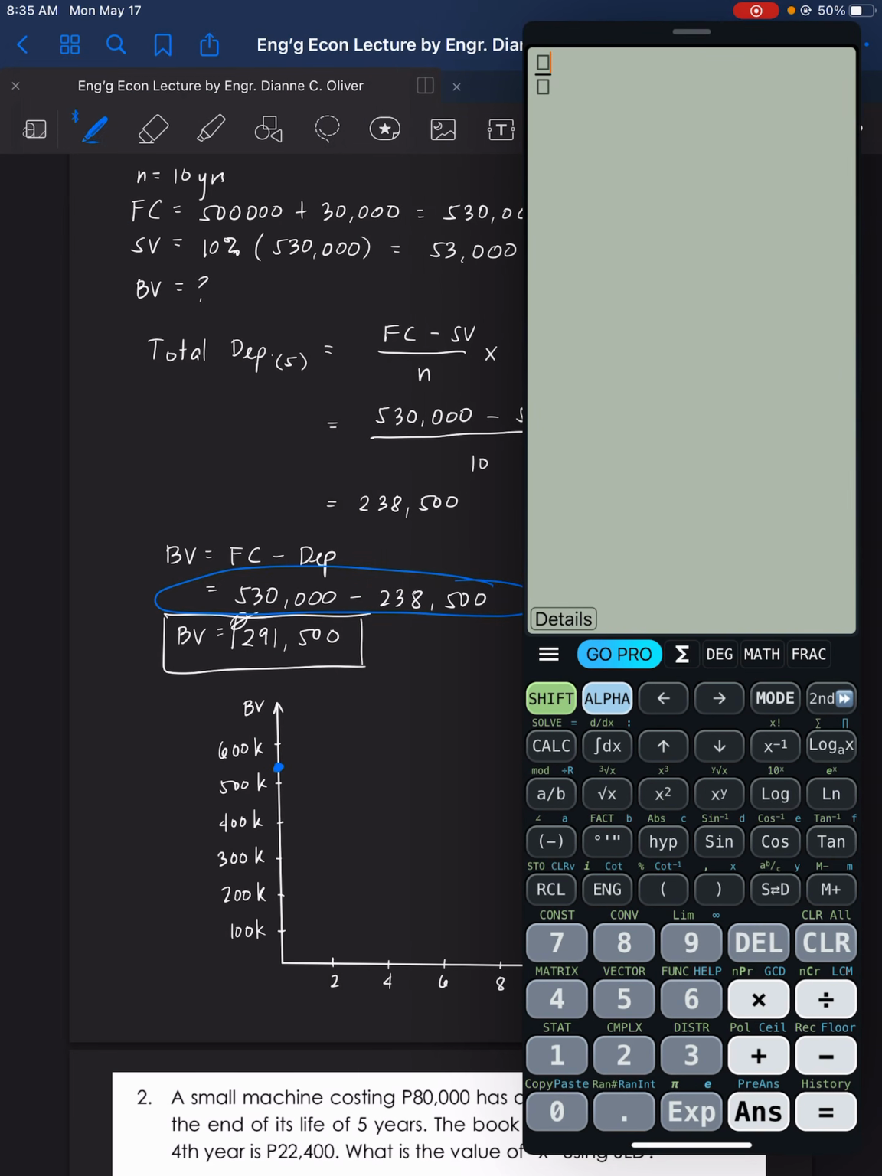Okay. So we have here 530,000 minus 53,000. Then we have the 10 years life. Then let's check for the depreciation at the second year. 95,400. So that is 95,400. Then let's solve for the book value here.